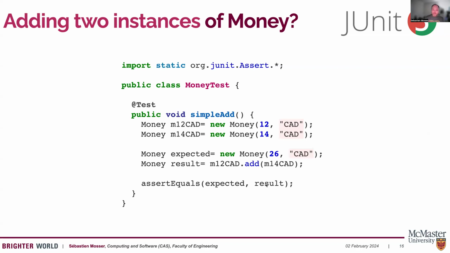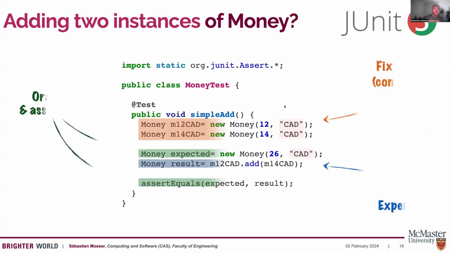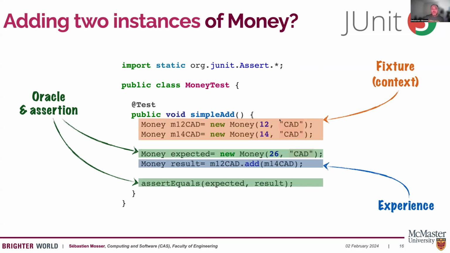Okay? This being said, we can now zoom in on this method. It contains three parts. The first part, the orange stuff here, is what we call the fixture. That's a posh word for context. That's my controlled environment. For this scenario, I'm considering 12 Canadians and 14 Canadians. Then I have my oracle and assertion. We discussed the assertion, but my oracle is what I'm expecting. The result of adding 12 Canadian to 14 Canadian is 26 Canadian. So this object expected is my oracle. This is what I should obtain at the end of the execution of adding 12 to 14.